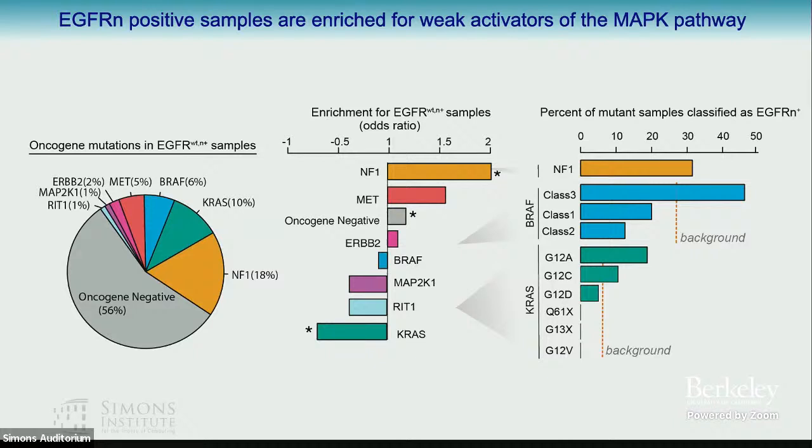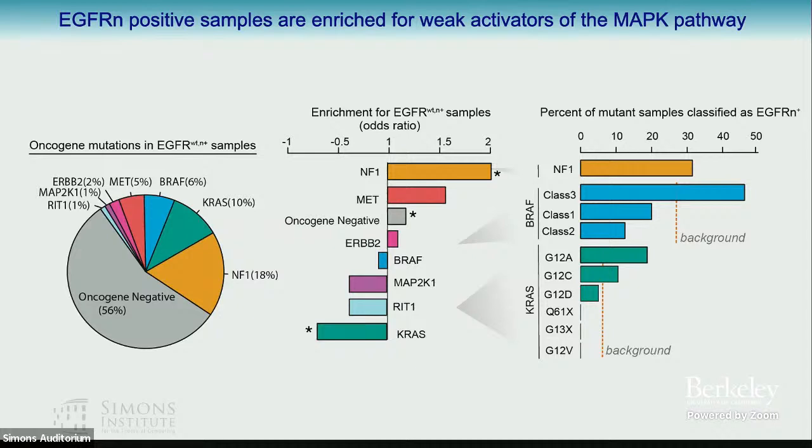Well, what we think is actually happening here is that the majority of these tumors are oncogene negative. So they don't have EGFR, they don't have any mutation in an oncogene that we know of. That goes to our goal of trying to decipher what the biology of oncogene negative tumors is. But many of these tumors actually have a mutation in NF1, which is a negative regulator of the MAP kinase pathway. And to our surprise, many of them also had KRAS mutations. NF1 was the most enriched in this cohort.